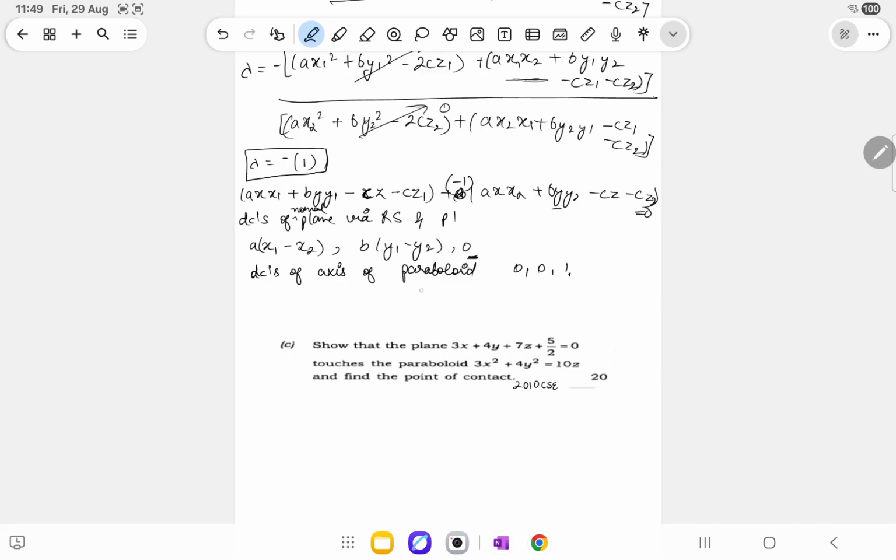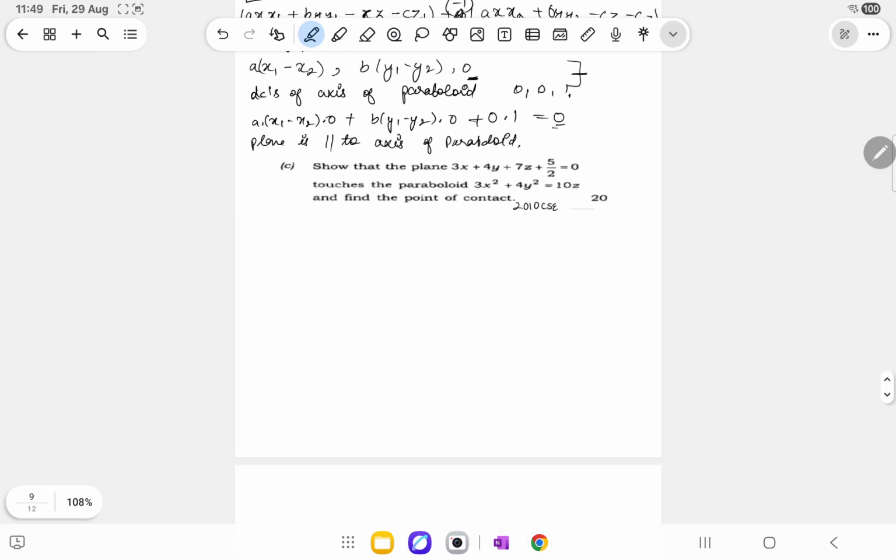If I take the product of these two and use the perpendicularity condition here, I'll get a into x1 minus x2 into 0 plus b y1 minus y2 into 0 plus 0 into 1, that is 0. So my plane is parallel to the axis of the paraboloid. So that's what we are supposed to prove in this question.